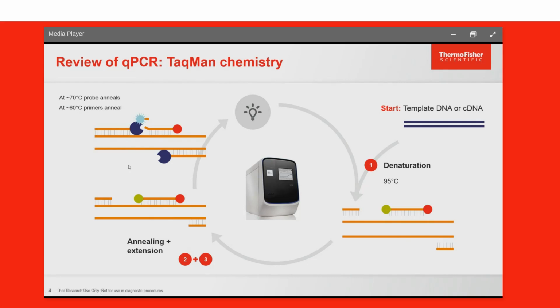The Taq, in addition to having polymerase activity, also has 5' nuclease activity. So the Taq has no problem chewing up and digesting the probe that's been bound to the template nucleic acid sequence. Once the Taq has digested that probe, the quencher and reporter will no longer be in proximity to each other, and a fluorescent signal will be emitted by the reporter dye. That fluorescent signal will be captured and measured by your real-time PCR instrument as shown here.